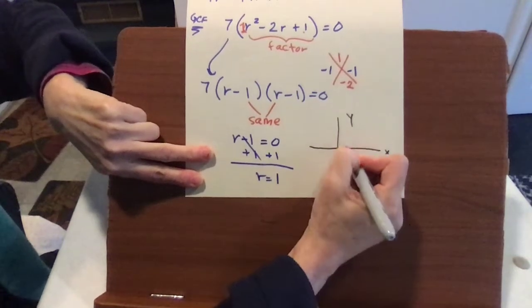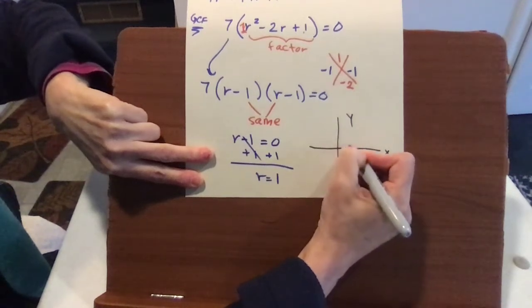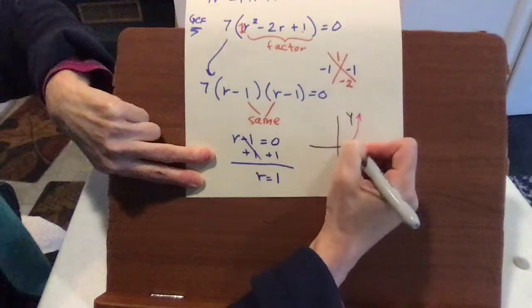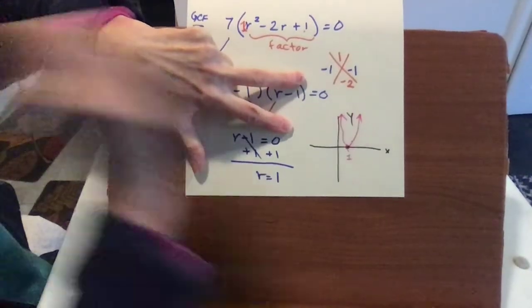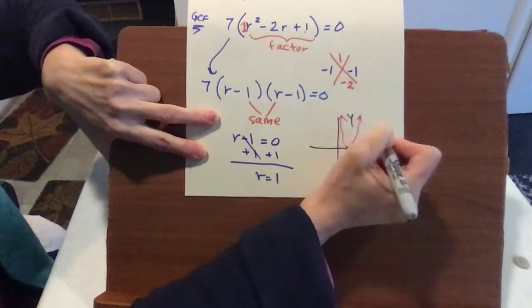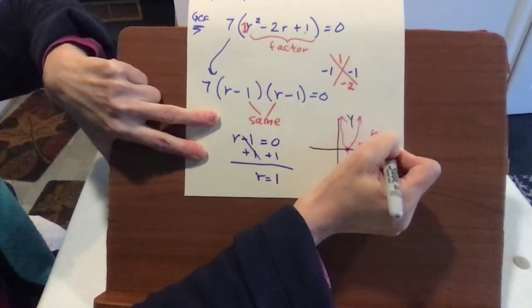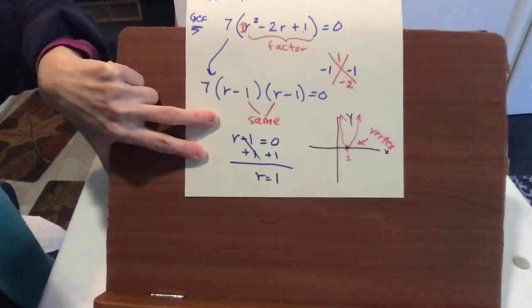But r is 1, so where r is 1, okay, that is what our parabola would look like. So this x-intercept is only one of them because it's the vertex. So whenever you wind up with one x-intercept, it will only be the vertex that is touching the x-axis.